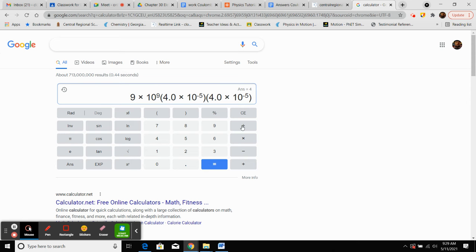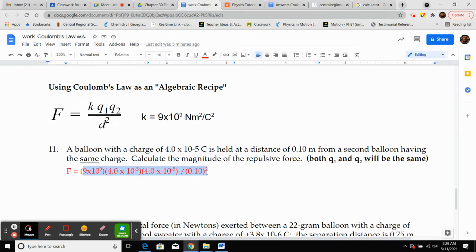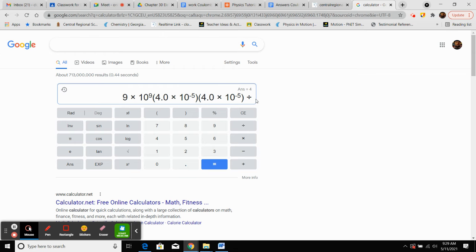Okay. And then what did we have? We had a divide by 0.10 squared. So divide by, I'm going to put the parentheses up, 0.10, and I'm going to square that. So I'm going to hit the exponent button, and I'm going to hit the 2. And I'm going to close my calculator, and shwabam, hot darn.